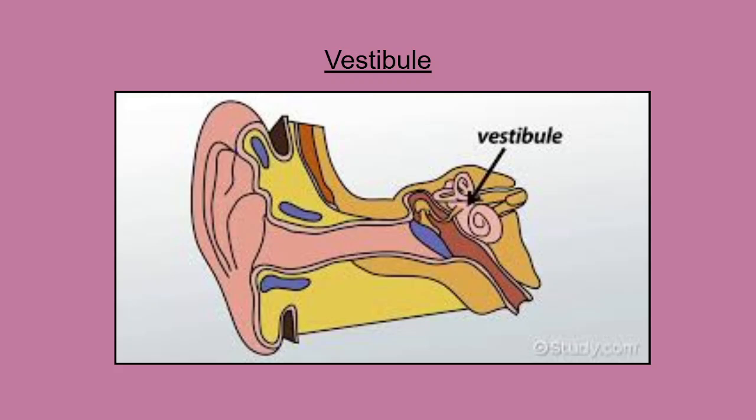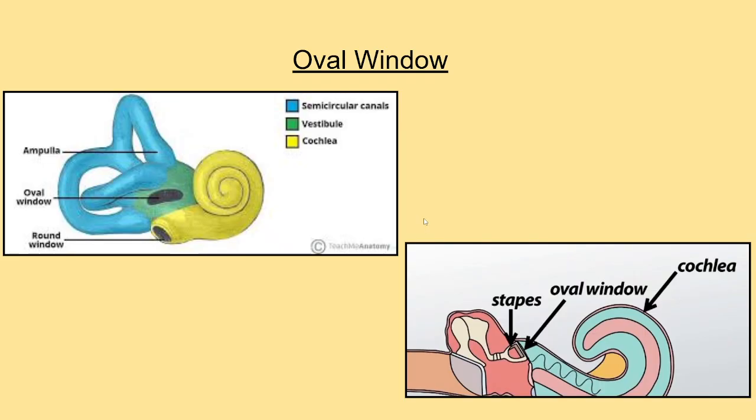The vestibule connects to the cochlea for hearing and to the semicircular canals. And the vestibule contains the oval window, which is a membrane that connects to the middle ear and is crucial for transmitting sound vibrations to the inner ear. Now the oval window, this part is the oval window, as you can see. The oval window is a small oval-shaped opening in the bony wall of the inner ear, specifically in the vestibule, and it is covered by a membrane. It connects the middle ear to the inner ear, and the stapes is attached to it.